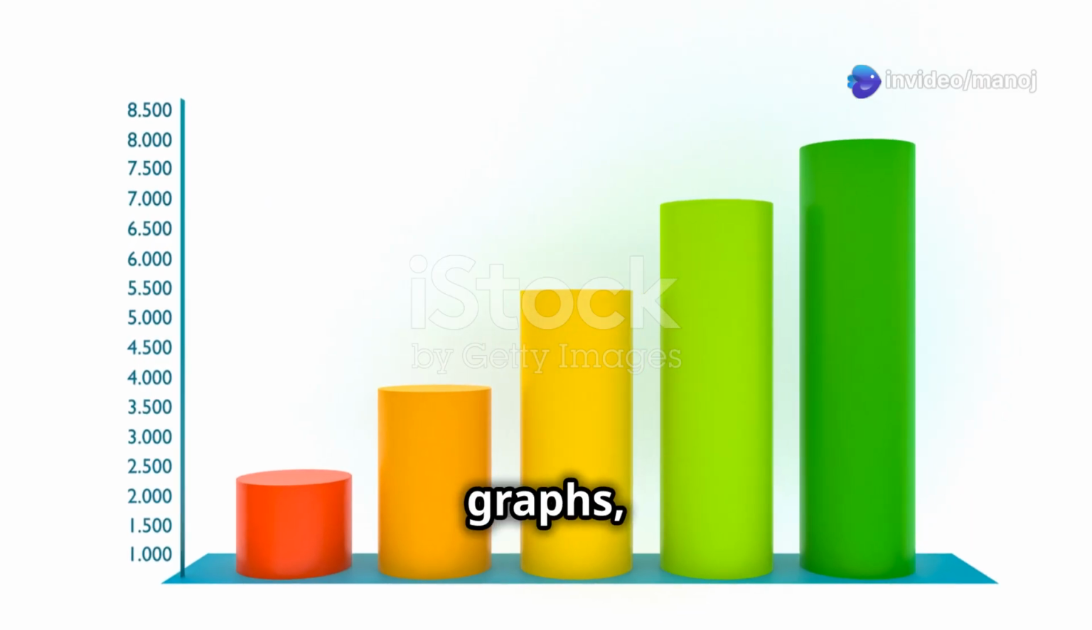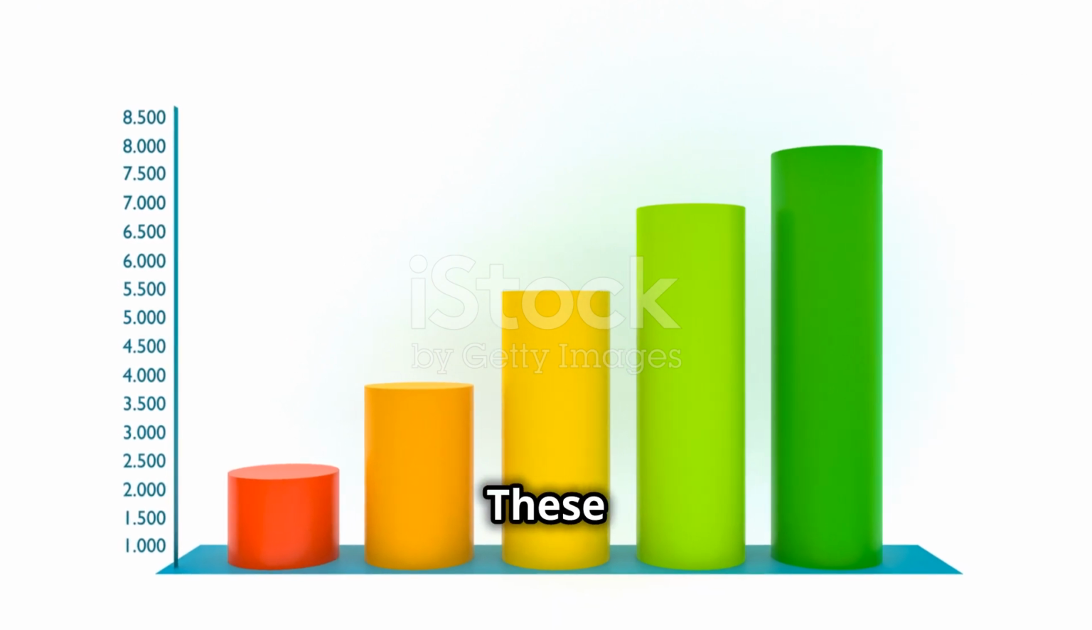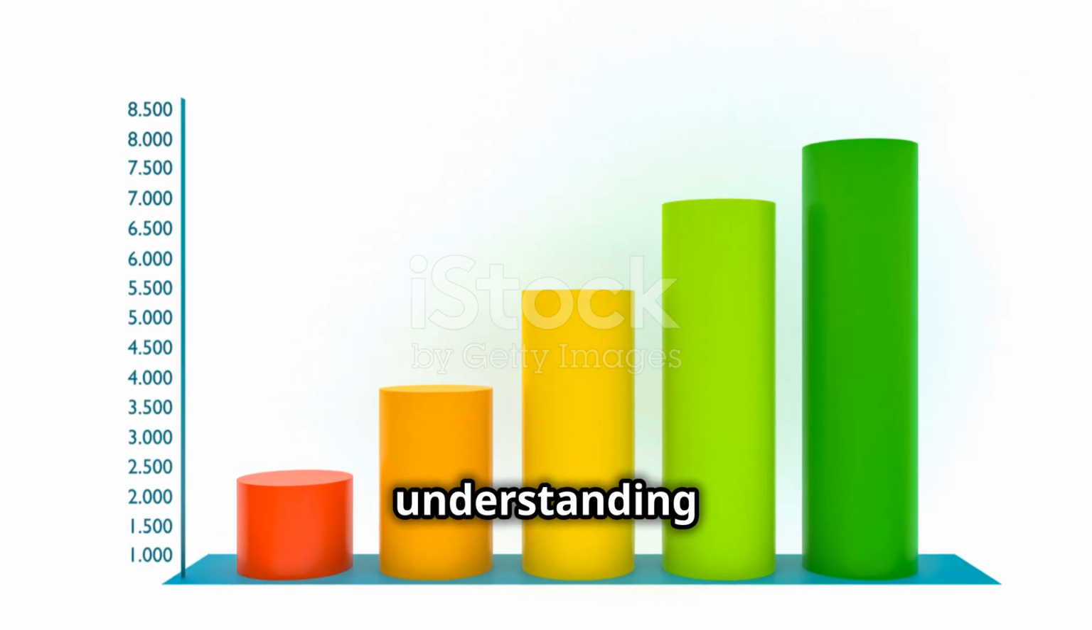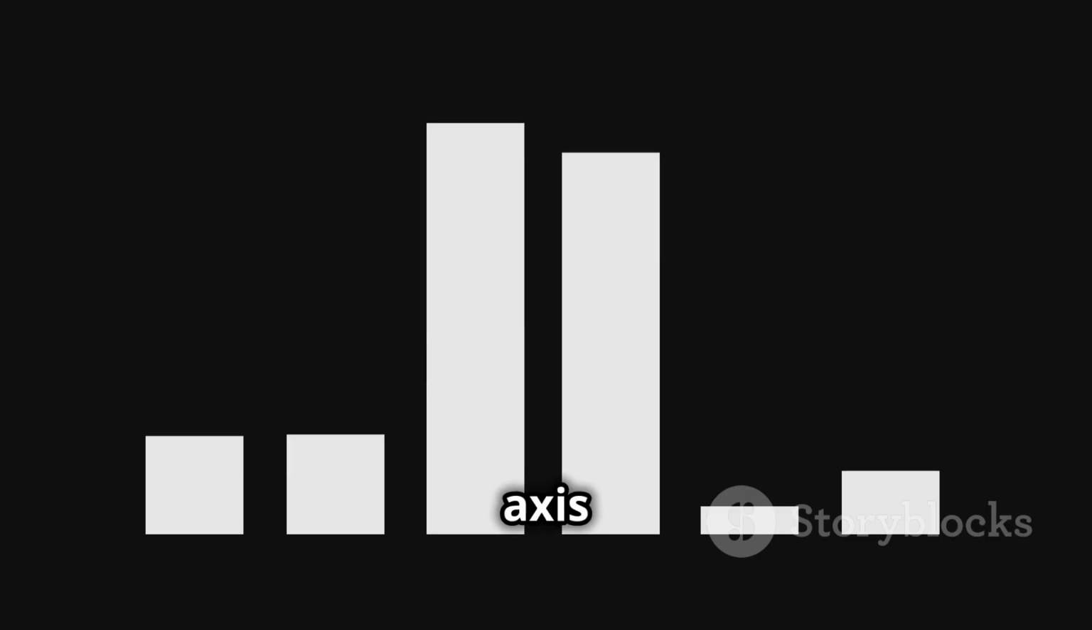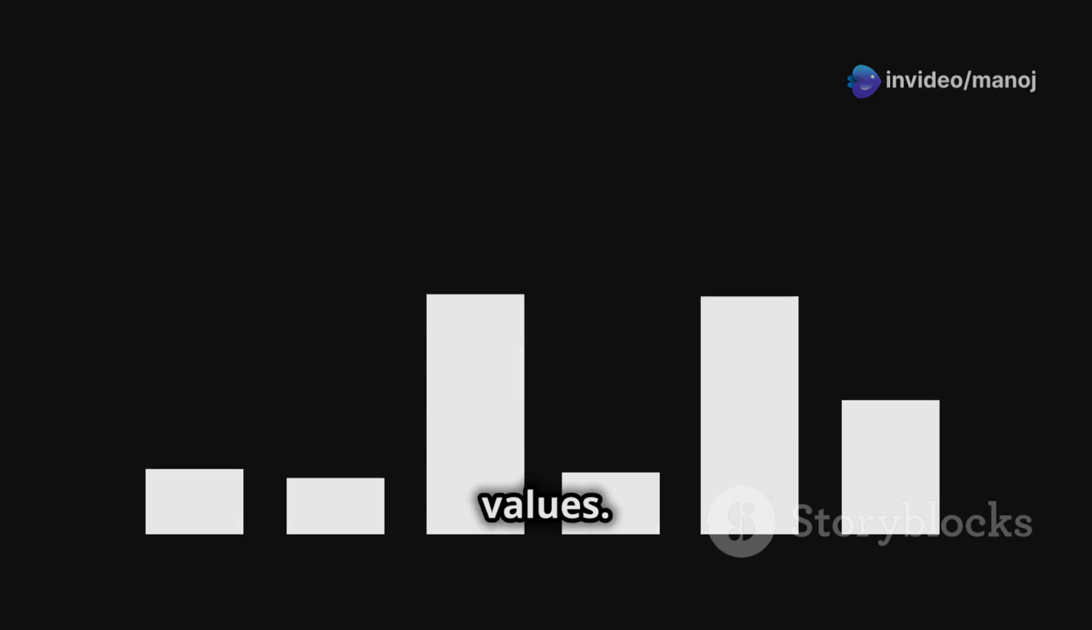Just like with line graphs, we've got our trusty horizontal and vertical axes. These axes are essential for understanding the data presented. The horizontal axis usually shows the categories, while the vertical axis shows the value for each category. This setup allows us to quickly grasp the differences in values.